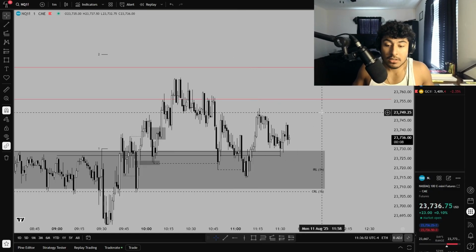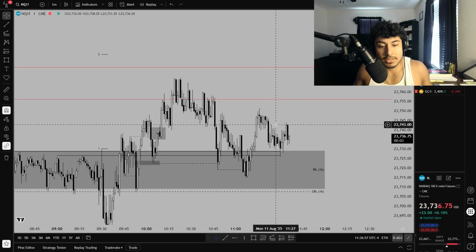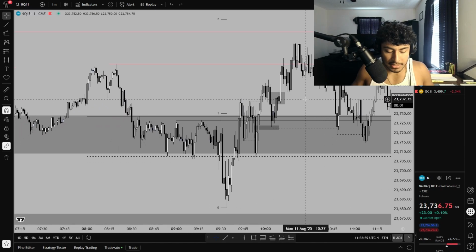And during the news, you know, it's going to manipulate and fake out a lot of people, and usually it always does that. But let's go over this trade idea. Let's go over the higher time frame, of course.